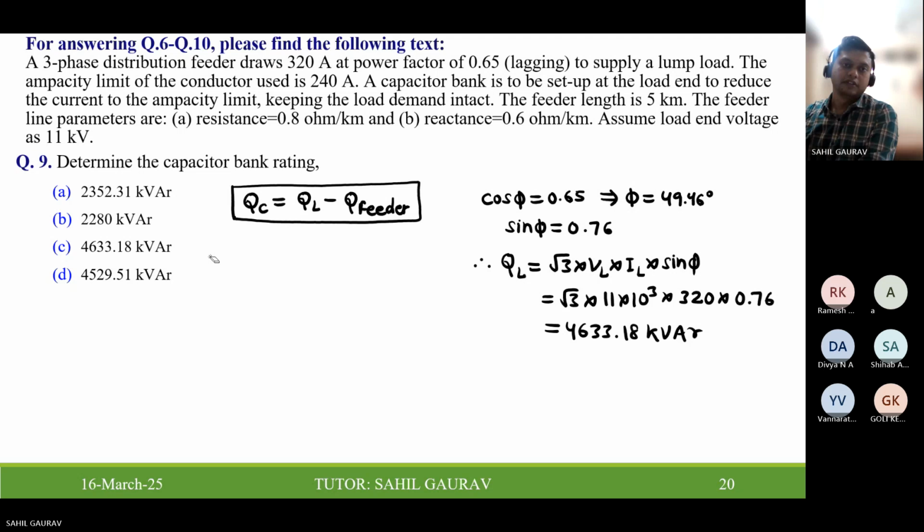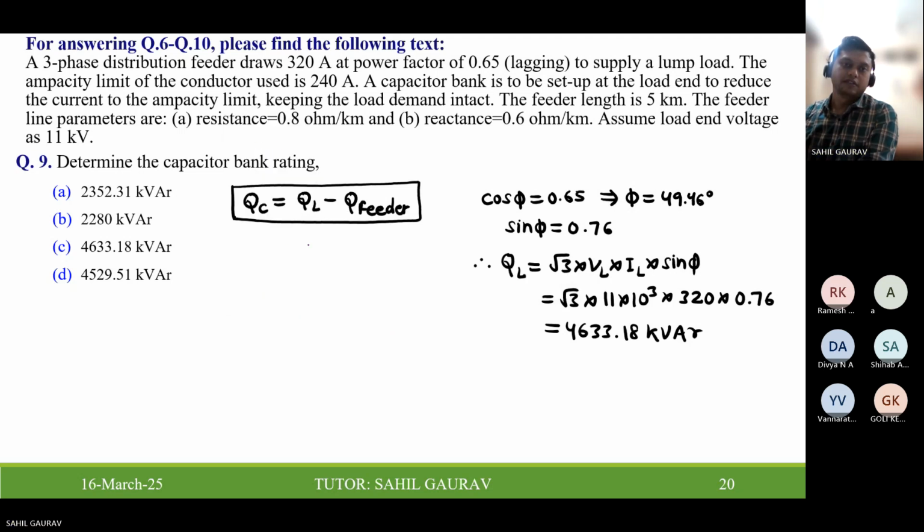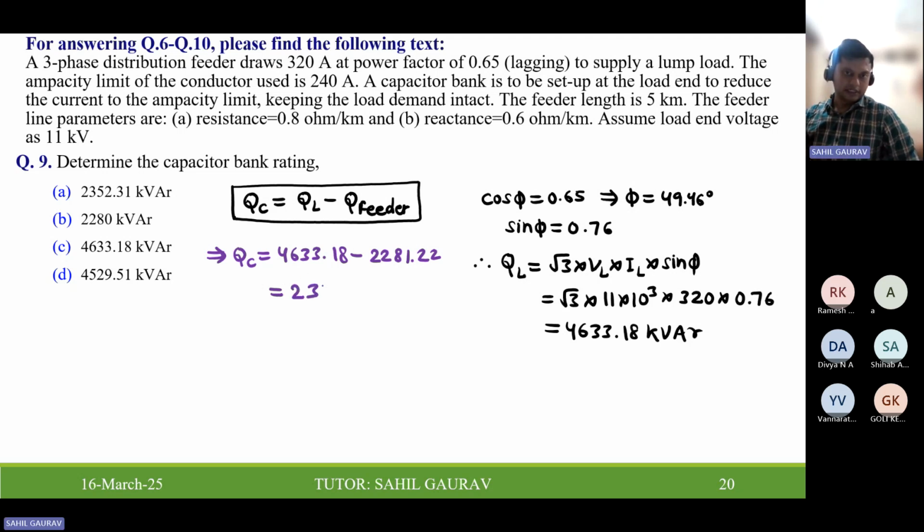Therefore, we can find QC. QC is QL, 4633.18, minus Q feeder, which we have already found, 2281.22 kVAR. So it will give you 2351.96 kVAR. So it is closely matching with A option. So A option is correct.